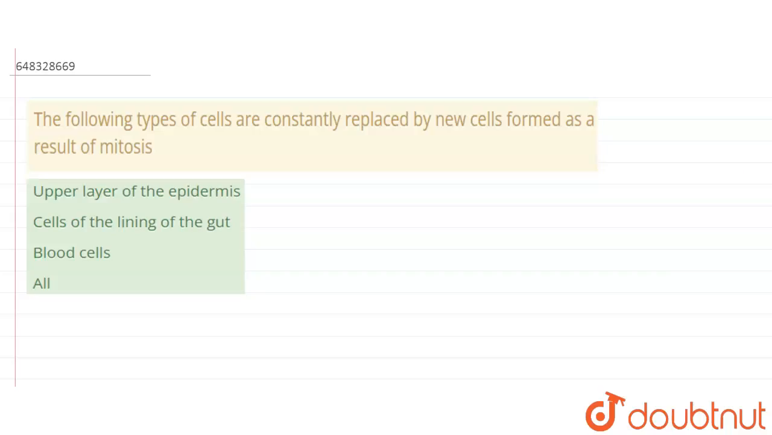Hello everyone. So here we have the question, and the question says that the following types of cell are constantly replaced by new cells formed as the result of mitosis. Okay. So the options are upper layer of the epidermis, cells of the lining of gut, then here we have the blood cells and all.